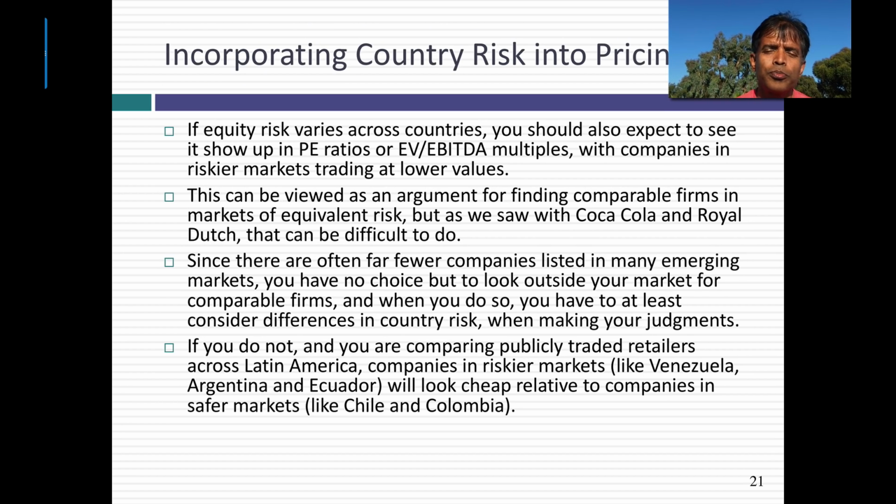Now you're saying, I do just pricing, PE ratios and EV to EBITDA multiples. I don't care about any of this stuff. Don't you? You should, right? Because if you accept my proposition that equity risk varies across countries, you should expect to see it in your PE ratios and EV to EBITDA multiples, with riskier countries having companies trading at lower values. So if you're comparing companies across multiple markets, and some of them are risky and some of them are safe, if you're not careful, you will be over-investing in companies in the riskiest markets because they will look cheap to you. So if you're looking across Latin America, Venezuelan, Argentinian, and Ecuadorian companies are going to look cheap relative to Chilean and Colombian companies.